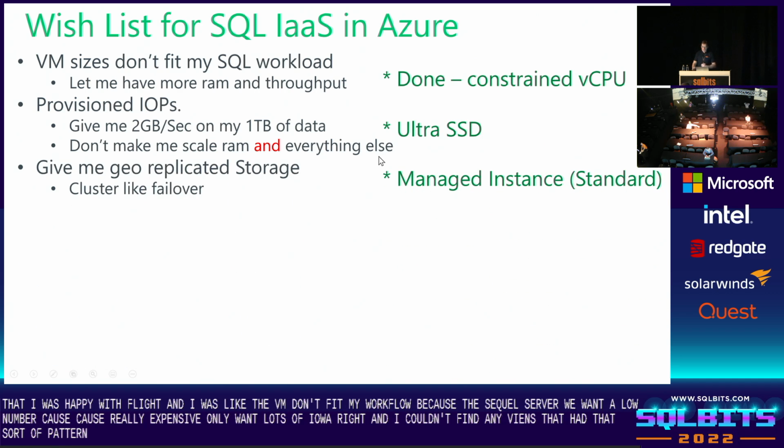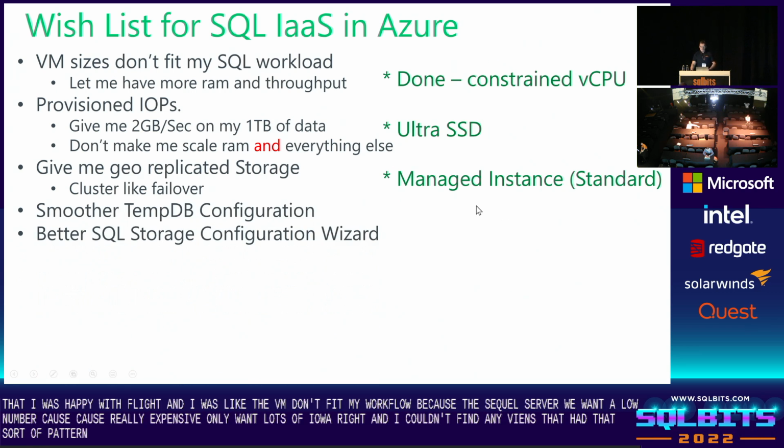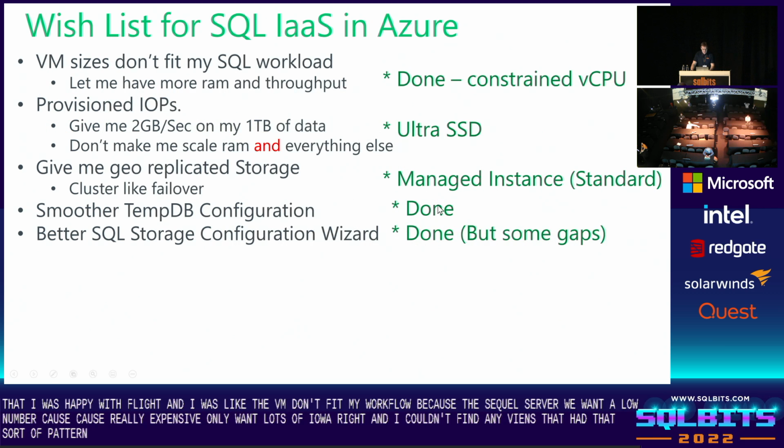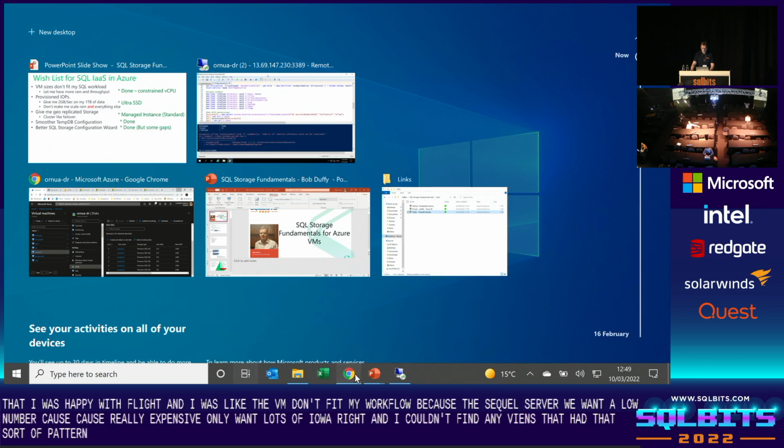I wanted storage that could be geo-replicated. They do that in managed instance, right? I wanted smoother configuration. The new wizard kind of does that, right? So now, just before the end, I don't think I quite got it across in my talk, actually, but I did a blog about this.